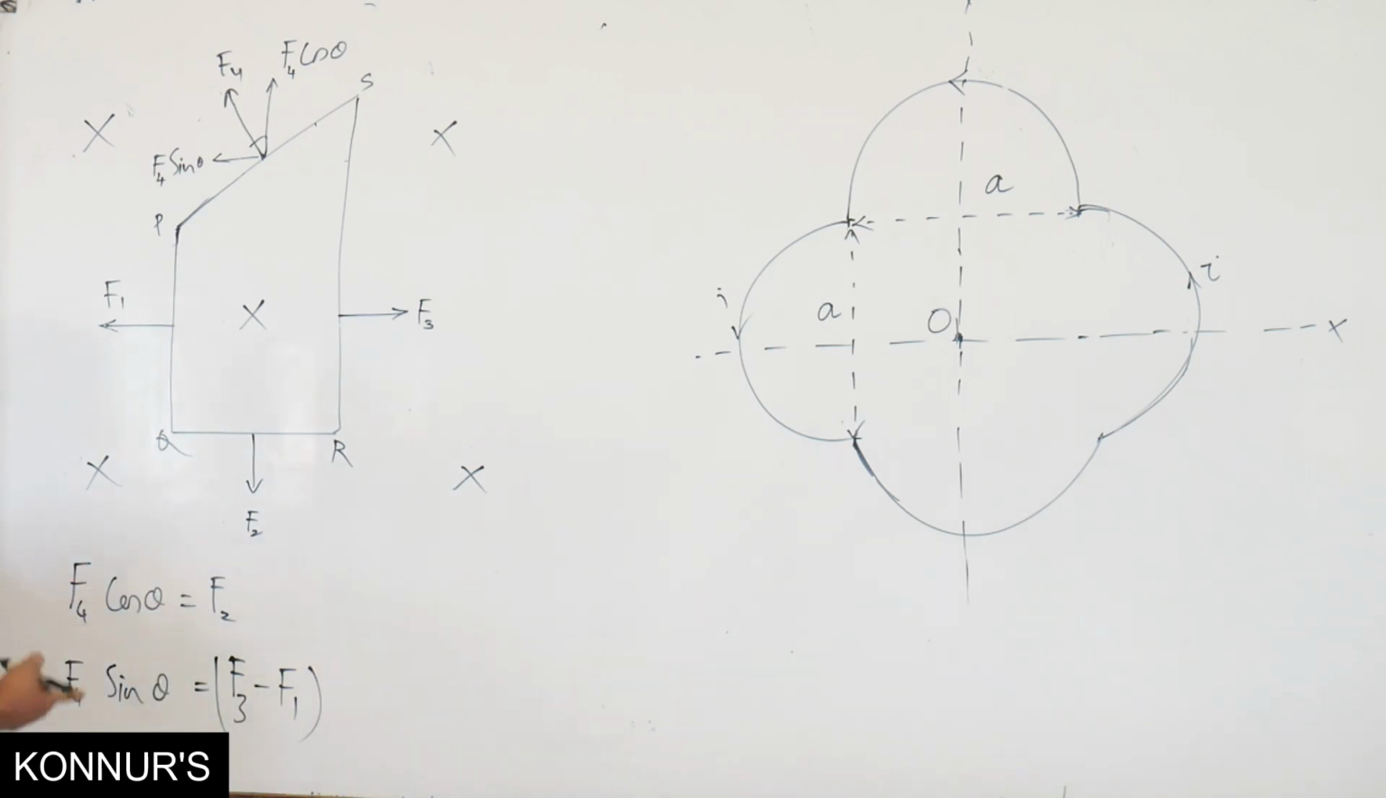So I am writing for magnitudes here. Please do remember, I am not writing for vectors, only for magnitudes. F4 cos theta is equal to F2. Next one is F4 sin theta is equal to F3 minus F1. Right? And this is what is the answer.